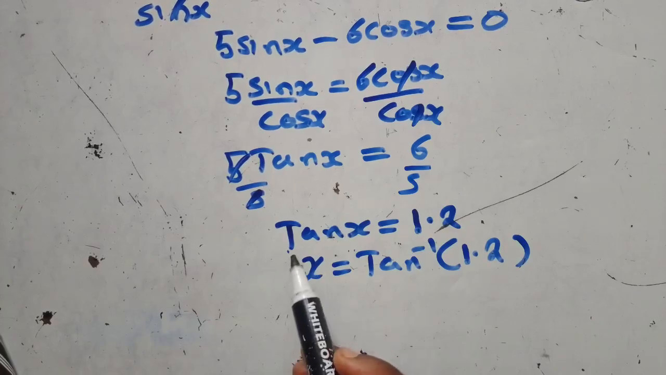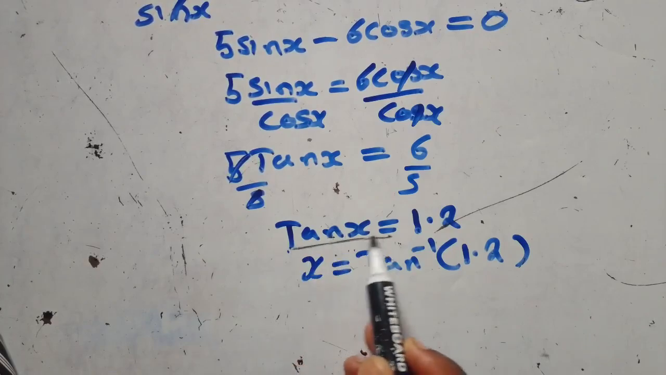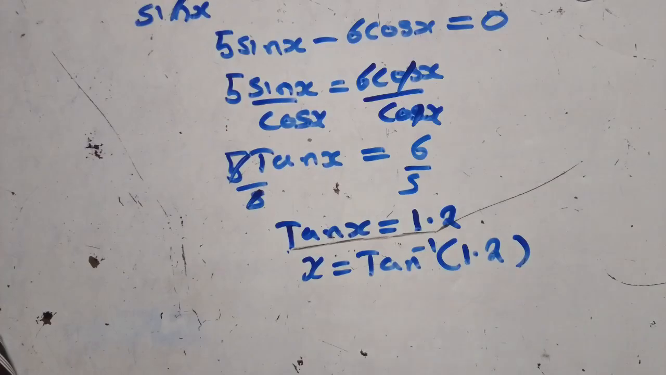This part where we have said that tan x is equal to 1.2, because this is the one which will determine all the values of x. So this will determine the values of x.